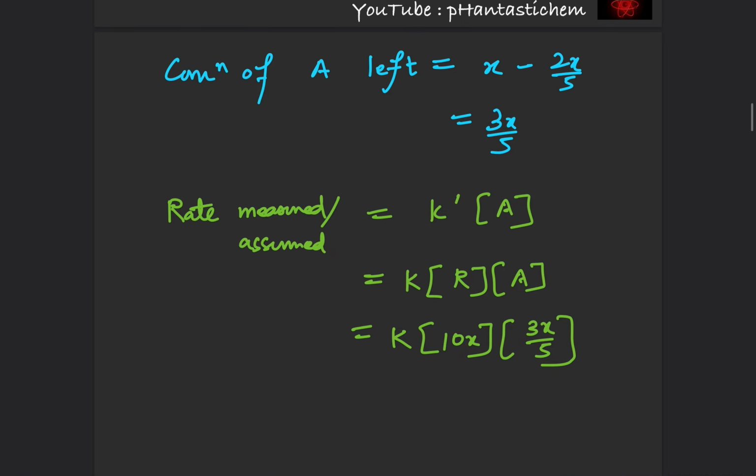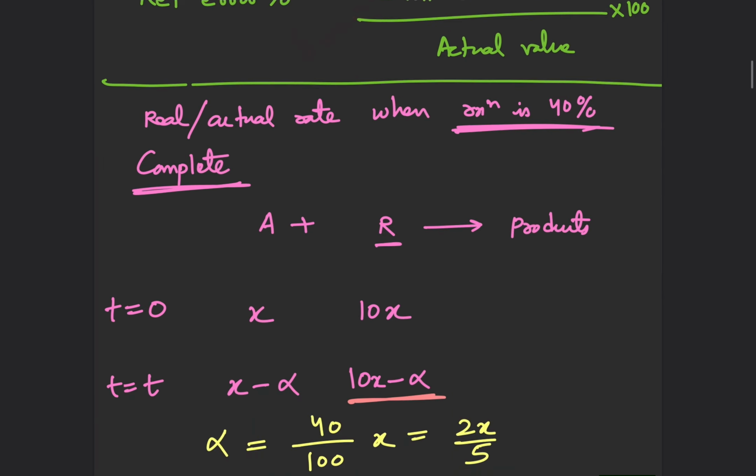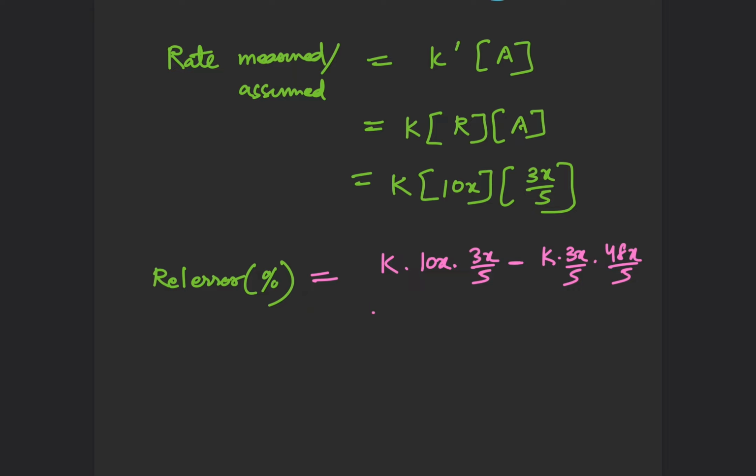Okay. To find the relative error in percentage, we know the formula. That is this one. So now we know the measured rate, now we know the actual rate. So let's find out the relative error in percentage. So that is going to be the measured rate, that is k into 10x into 3x by 5, minus the actual rate, which was k into 3x by 5 into 48x by 5, divided by the actual rate, that is k into 3x by 5 into 48x by 5, and this whole thing multiplied by 100.